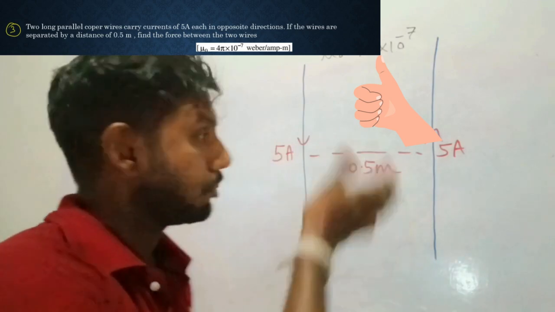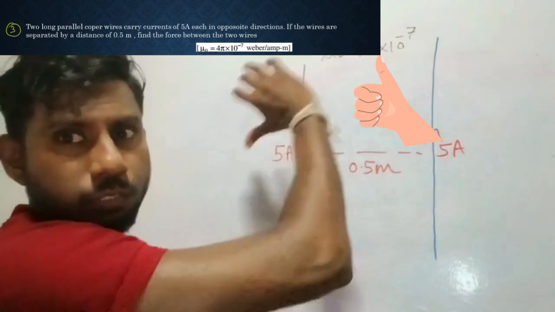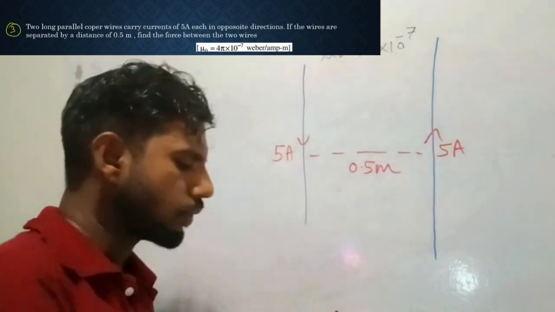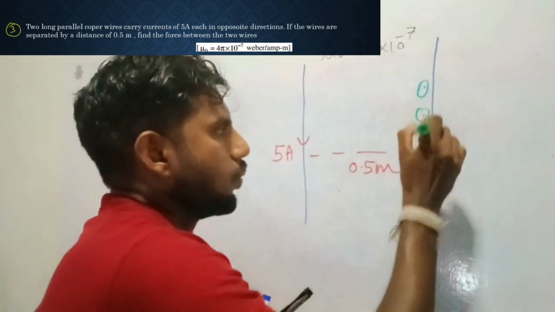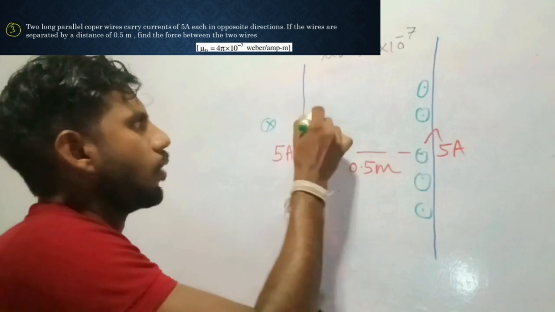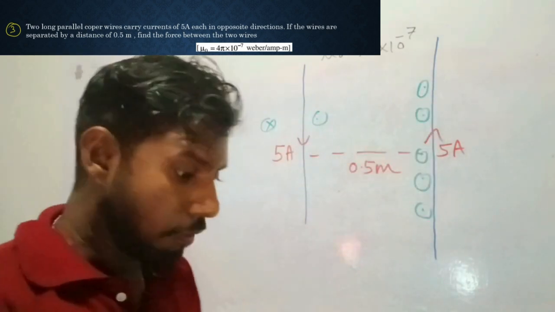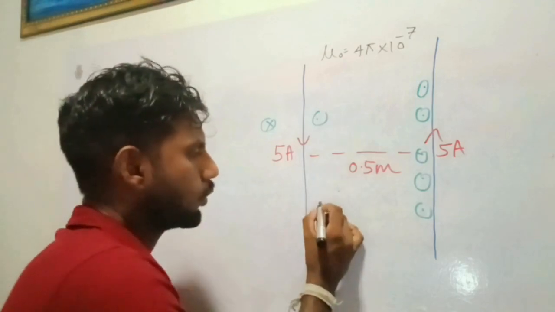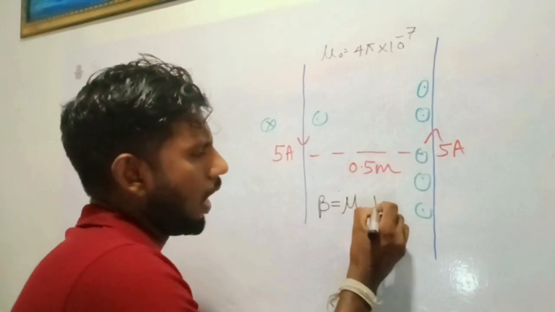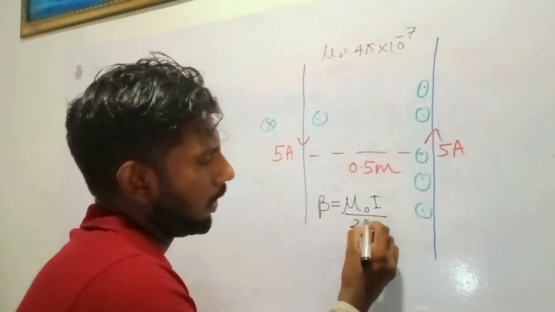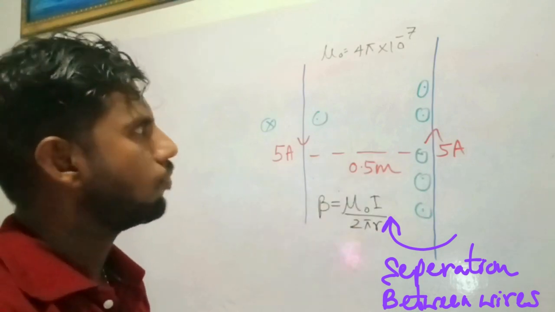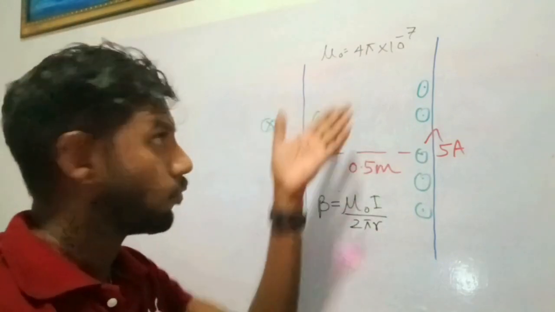So let's apply the right hand grip rule. Current flows downwards and the magnetic field moves in here and comes out from here. So we have dots here. Correct, right? The value of the magnetic field, of course, you should know the answer. B equals mu naught I over 2 pi r. So r is the separation, the distance we consider, right? So we have the value of B, and we need to find the value of F, the magnetic force.